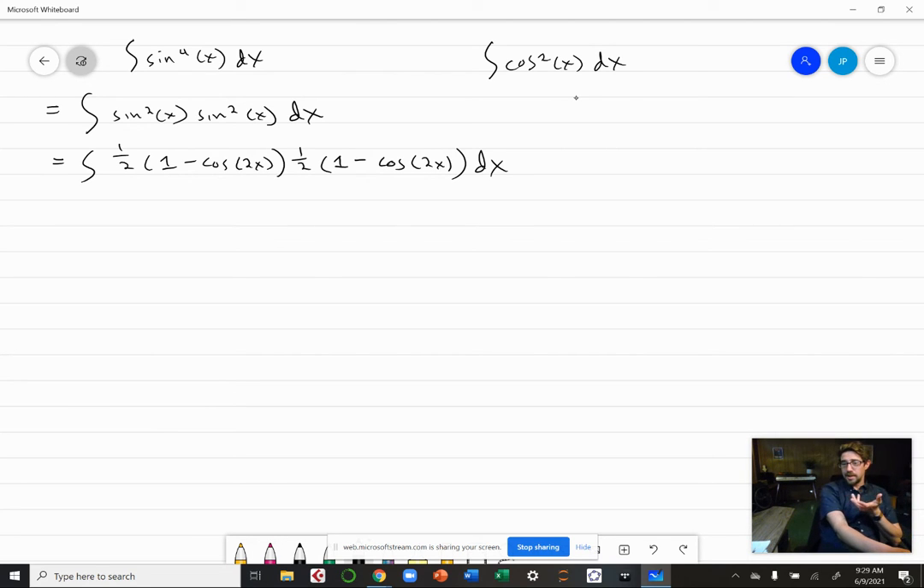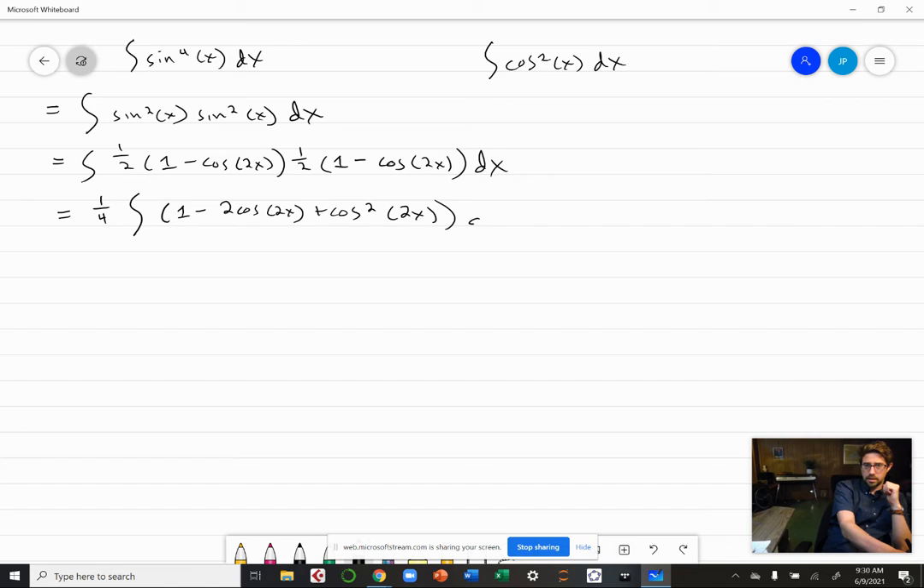And now, as you can see, it's just kind of a lot of algebra. So let's go with the algebra. All right. I'm going to take the 1/2 and the 1/2 and multiply them and bring them out front as a constant of 1/4. And then I'm going to take 1 minus cosine of 2x and just FOIL it with itself. So it's going to be 1 minus 2 cosine of 2x plus cosine squared of 2x. You know how to integrate that.